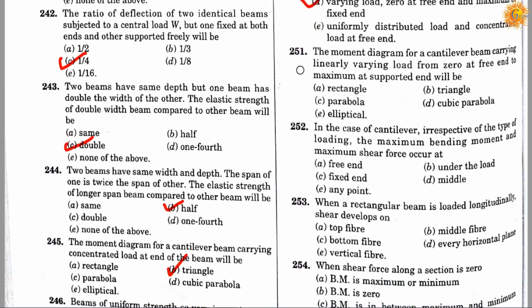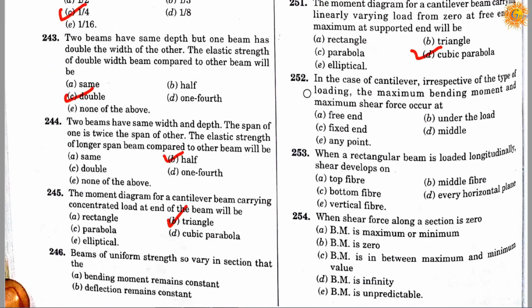Question number 251. The moment diagram for a cantilever beam carrying a linearly varying load from 0 at free end to maximum at supported end will be: option A, a rectangle; option B, a triangle; option C, a parabola; option D, a cubic parabola; option E, elliptical. Correct answer is D. It will be a cubic parabola.